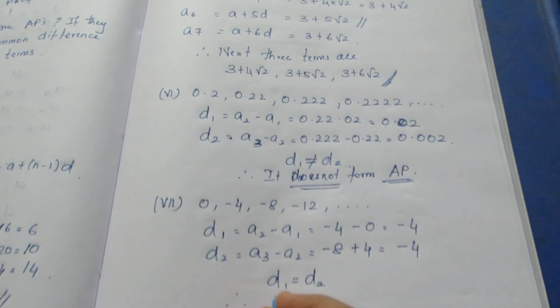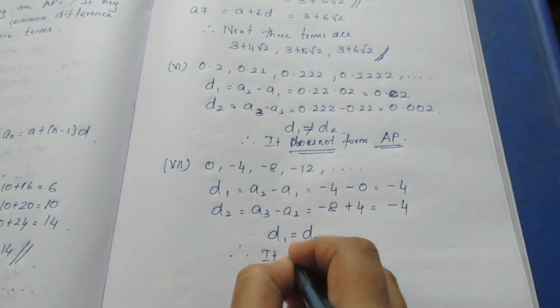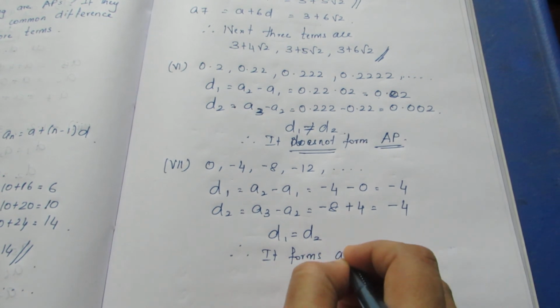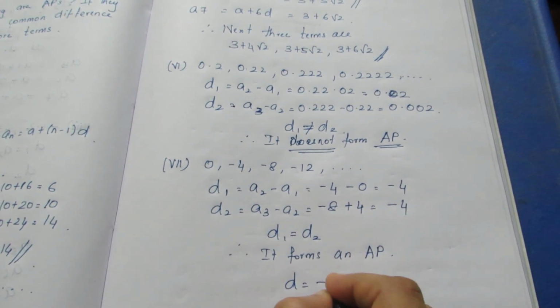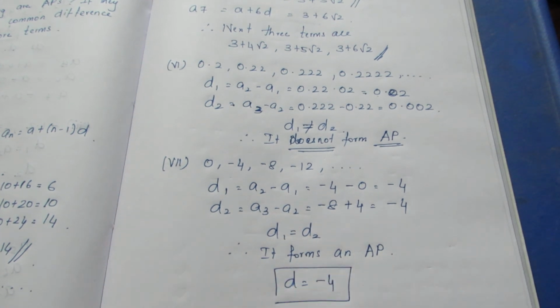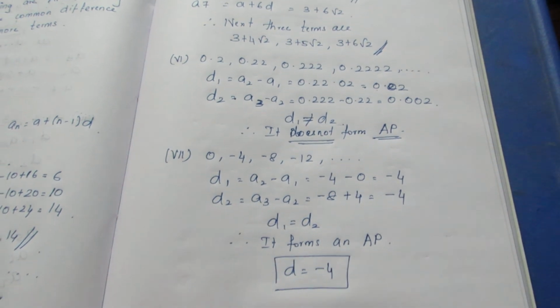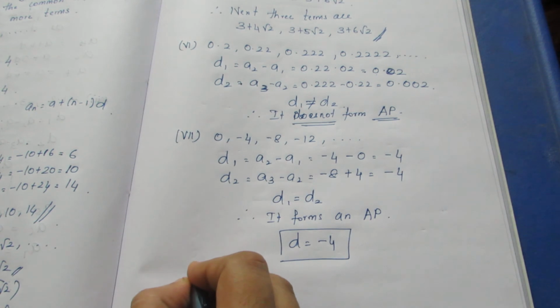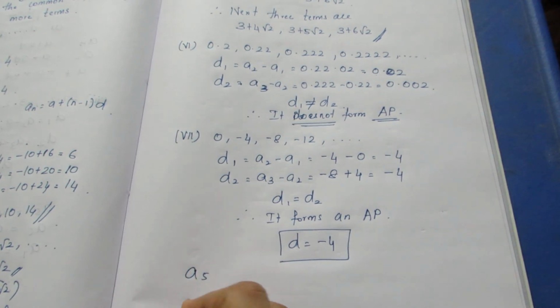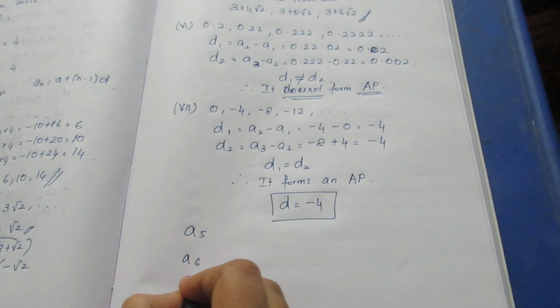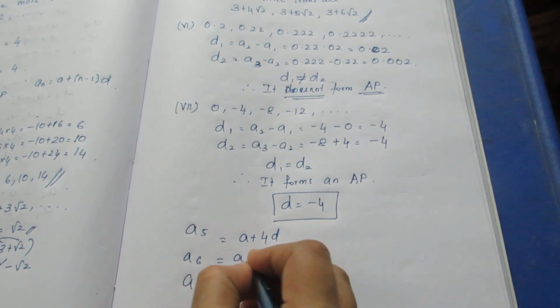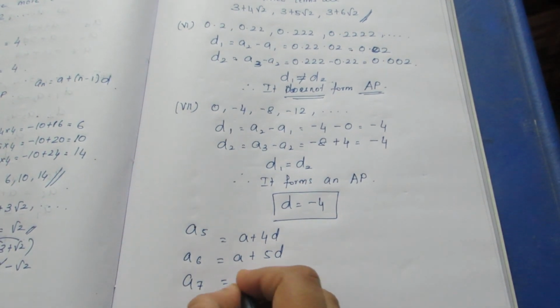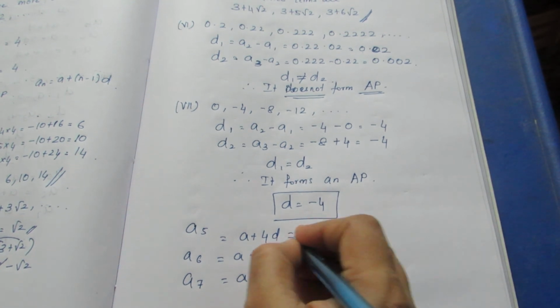Therefore, it forms an AP. As I told before, the common difference D here is minus 4. So we have found the common difference. We need to find the next three terms. So A5, A6 and A7. So A5 is A plus 4 into D. A6 is A plus 5 into D. A7 is A plus 6 into D.